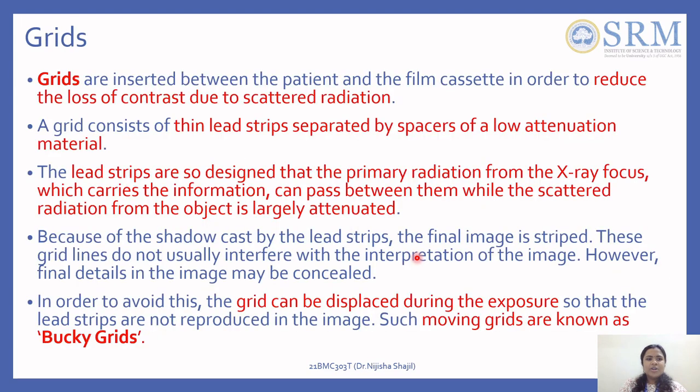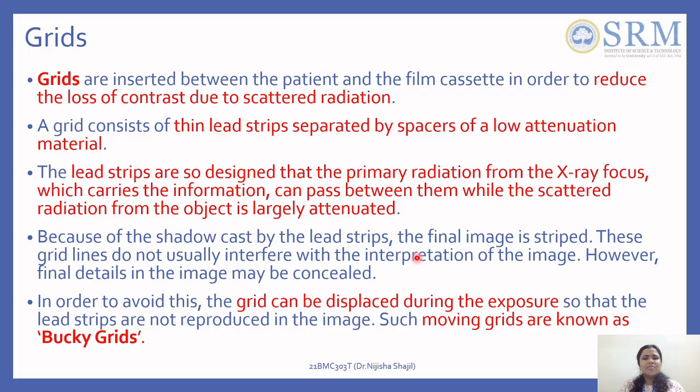The second important device that we are going to see is called a grid. A very important difference is that the grid is a device placed between the patient and the film cassette. So you have the patient, the X-ray is going to cross the patient, and it is going to fall on a film.